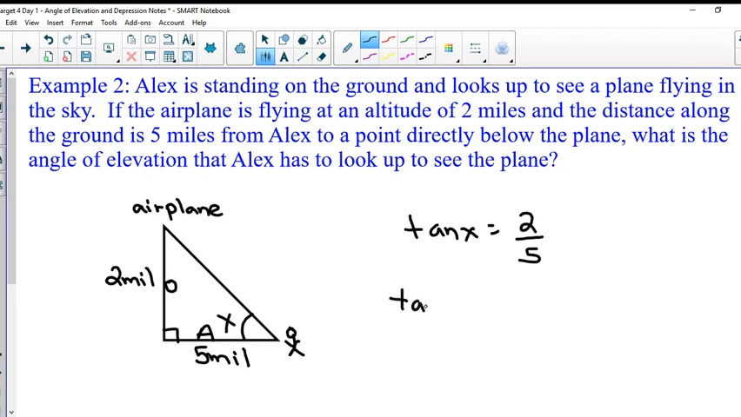You're looking for that tangent -1 on your calculator. So you usually have to hit the second button and then hit tangent for it to show up. And then you'll do 2 divided by 5 in your calculator, and you get that x equals 21.8 degrees. Go ahead and pause the video if you need to, look over the problem, and then we'll move on to the next one.